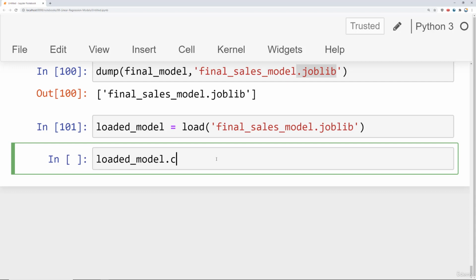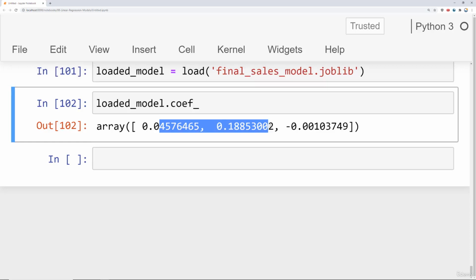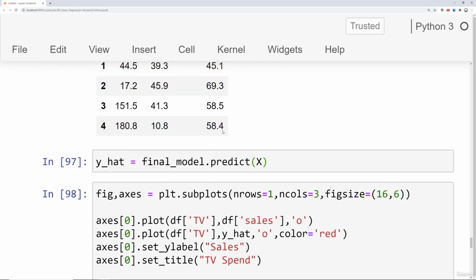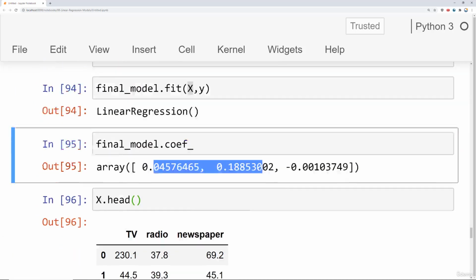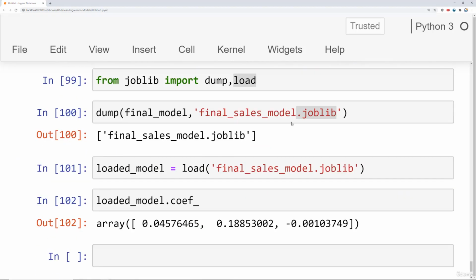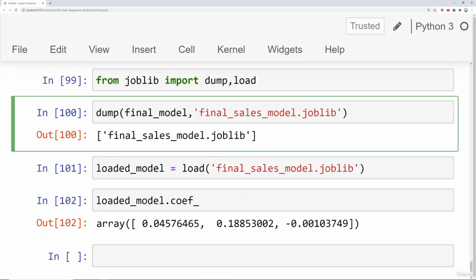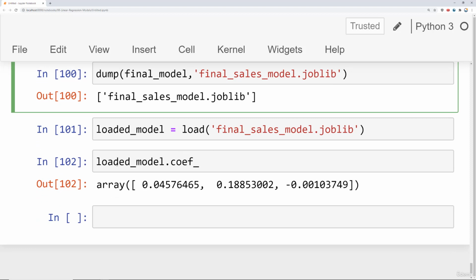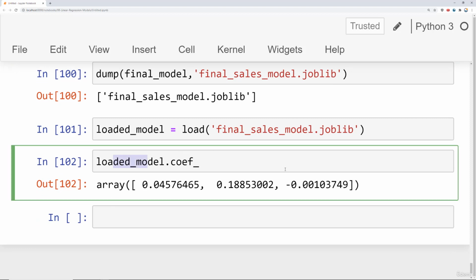So I can actually then call the coefficients off of this one, and notice it has the exact same coefficients as my final model back up here. So this is the exact same model. It's already trained for us. So now you could quote unquote deploy it by sending it to someone else and then having them load it and run it. So for the final test, let's go ahead and predict the sales value for some campaign.